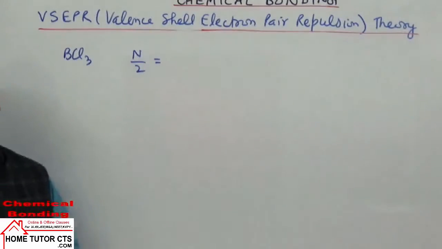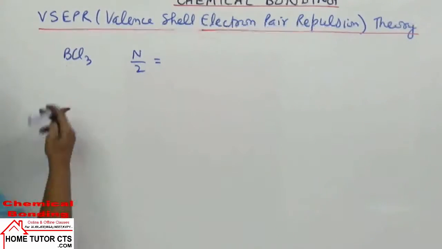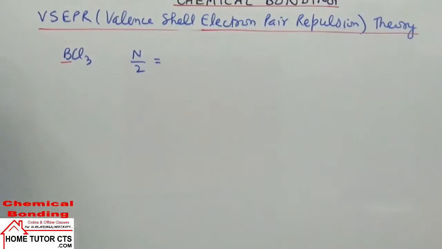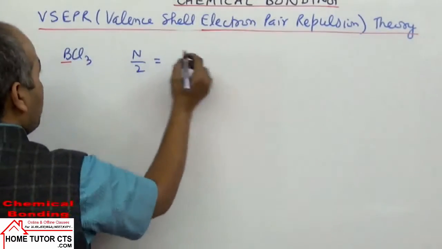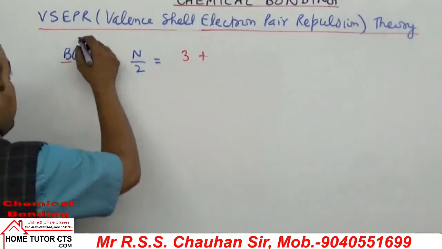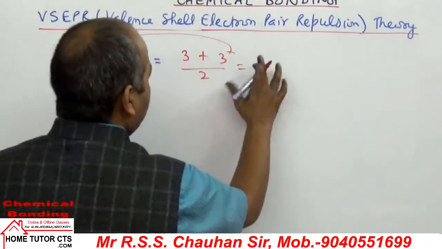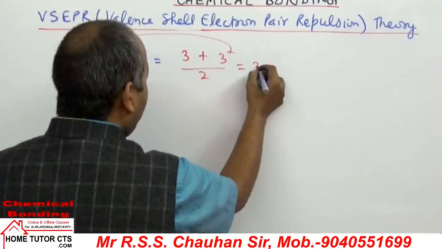Now in this case, which atom is central atom? Boron. In this case, atoms less in number will be taken central atom. So boron is central atom. In boron, in the outermost shell, it have got 3 electrons. Plus we add number of other atoms, 3 chlorine by 2. So we will get the value of n by 2 3.